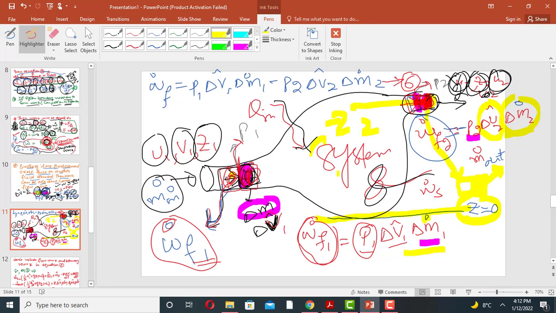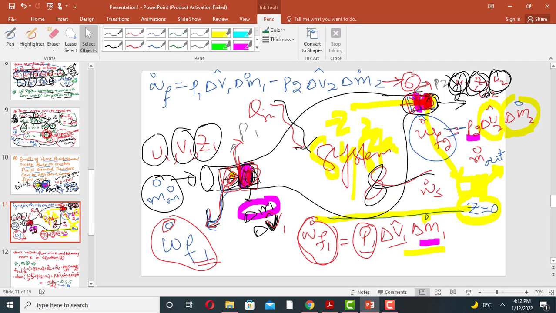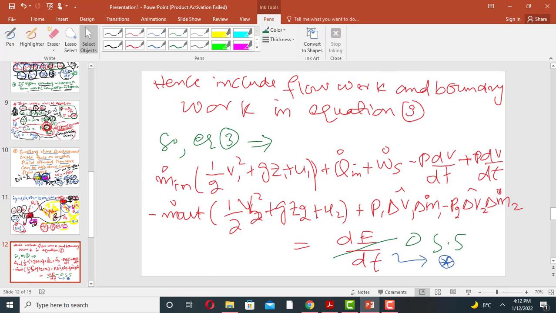So this is our system. Now we can further simplify our equation. If we include the flow work and the boundary work, like the compressional work, expansion work, and the flow work, if we include these three works in our energy balance equation, then what will be equation number 3?